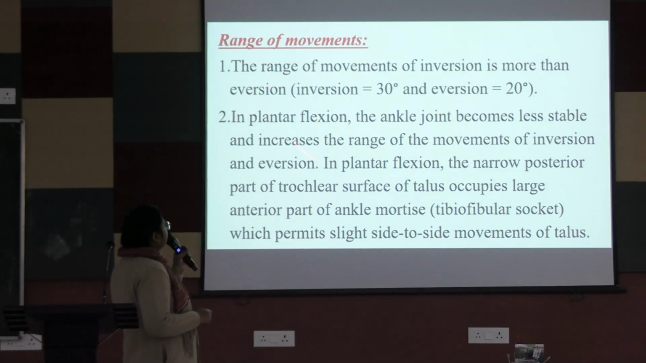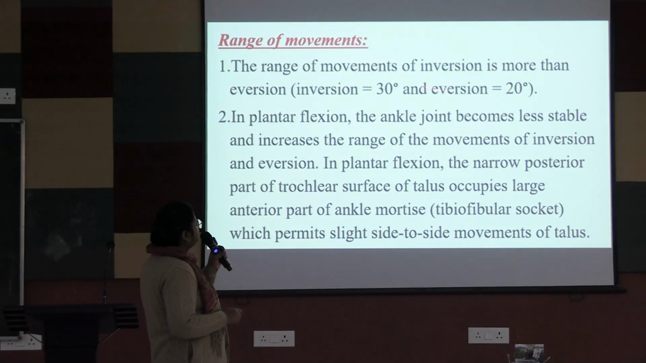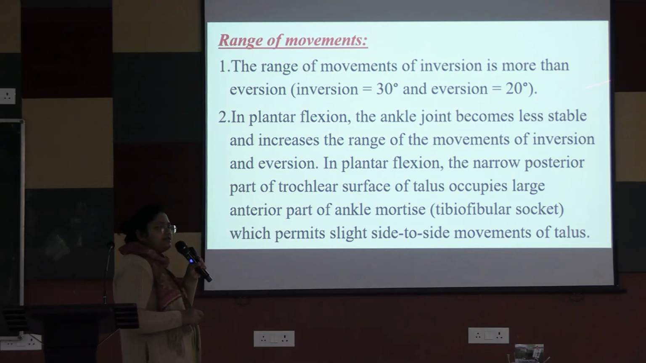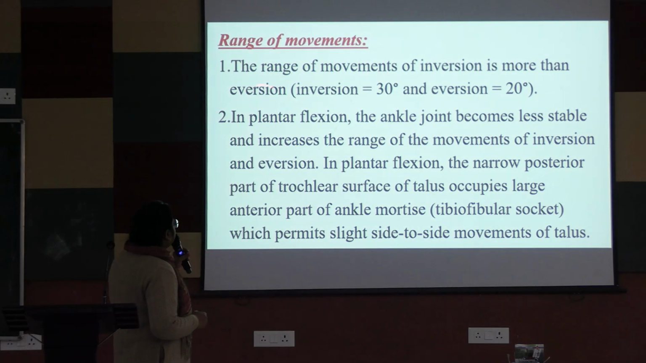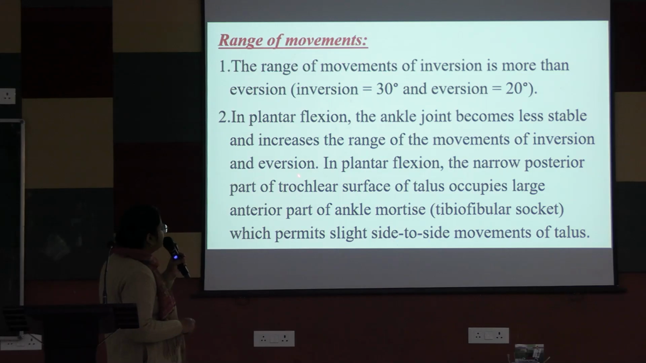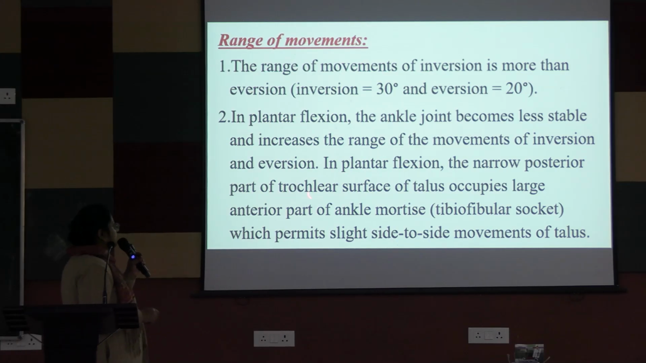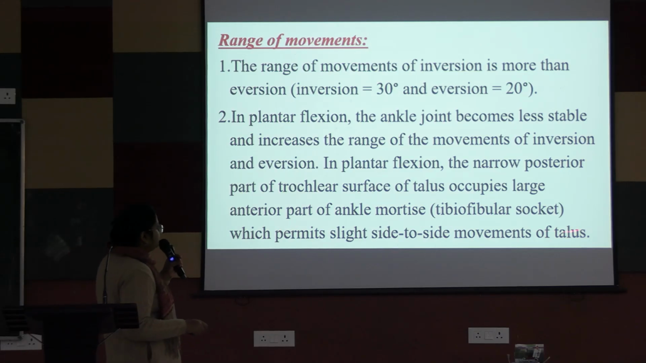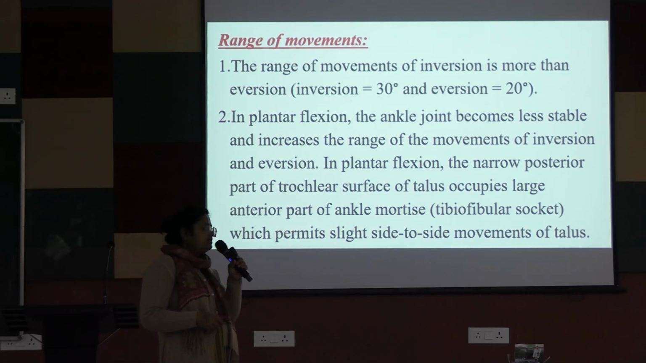What will be the range of movement? Range of movement for inversion is more than eversion. Inversion 30 degree, eversion 20 degree. And in plantarflexion, the ankle joint becomes less stable and increases the range of movement of inversion, eversion. In plantar flexion, the narrow posterior part of the trochlear surface of the talus occupies the large anterior part of the ankle mortise, that is the tibiofibular socket, which permits side to side movement of the talus.